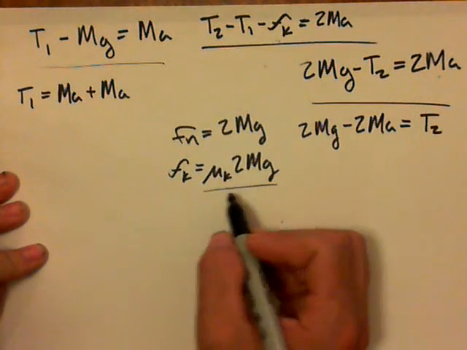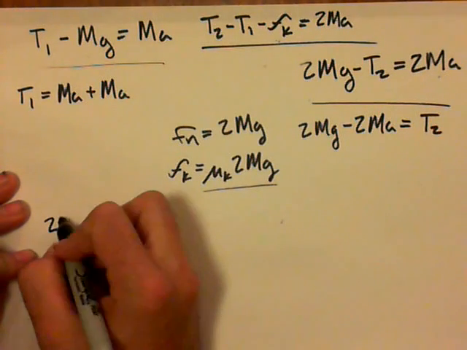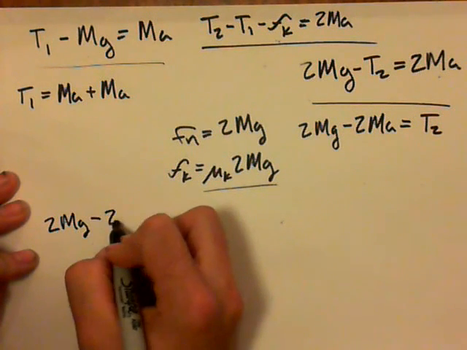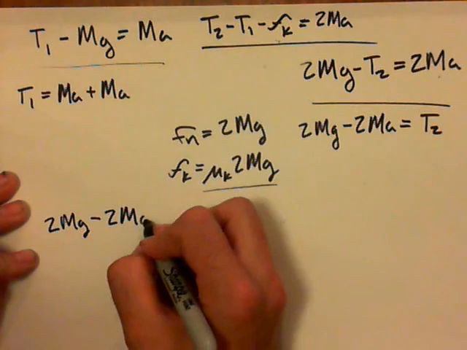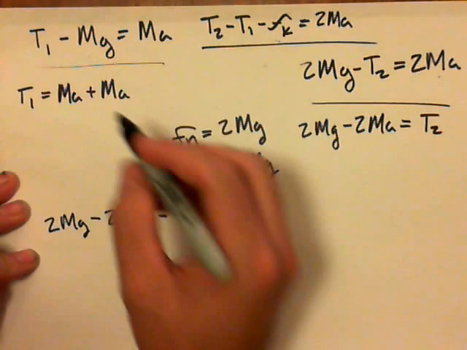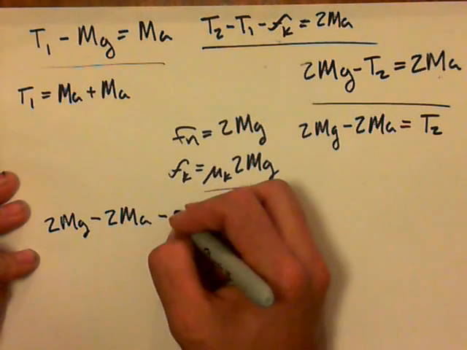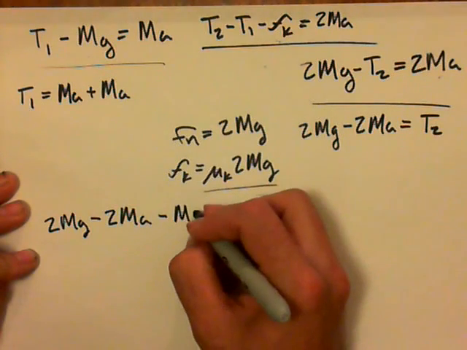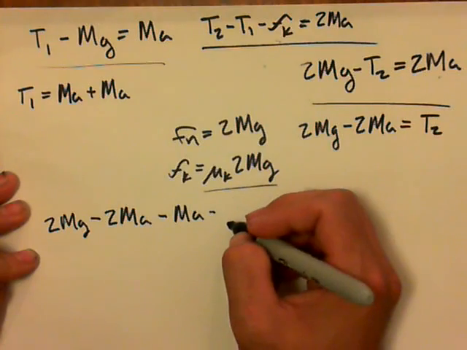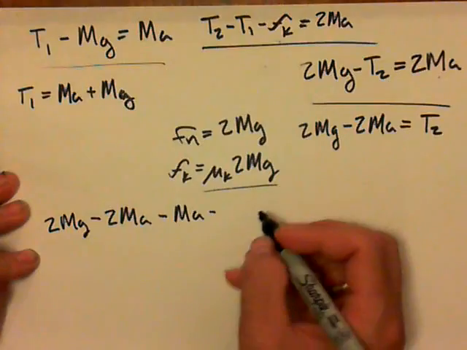Okay, so I'm going to plug this one in first. So we have 2 mg minus 2 m acceleration. And then we have minus, so I'm just going to go ahead and distribute out this negative, so it'll be negative our mass times acceleration. That'll be negative our mass times gravity.